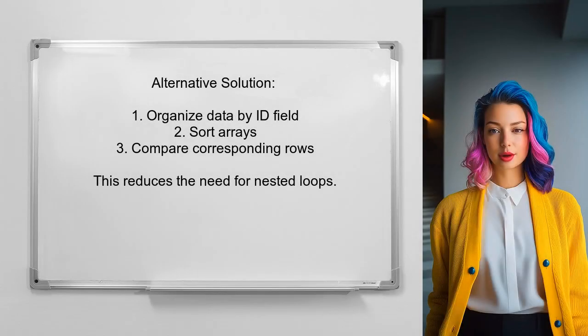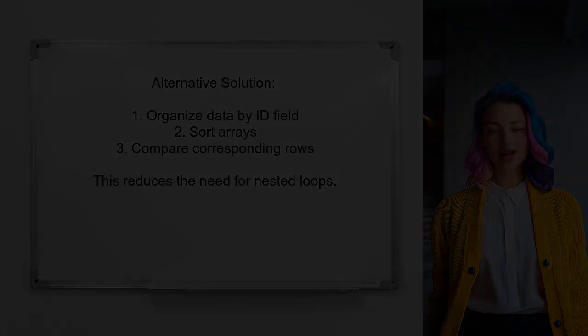An alternative solution suggests improving efficiency by organizing your data. If your rows have an ID field, you can sort the arrays and compare corresponding rows instead of checking every row against every other row. This method is much faster for large data sets.